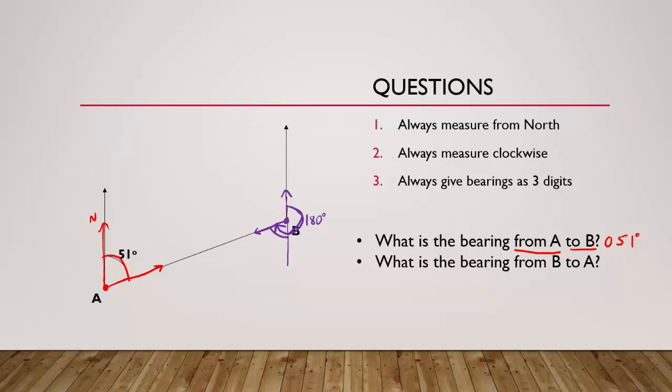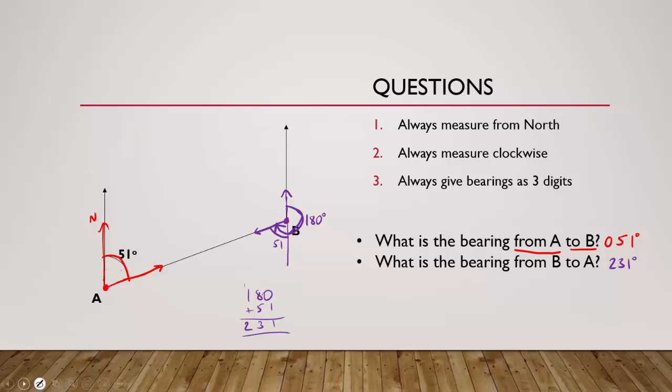And then this angle here and this angle here are alternate angles. So alternate angles are equal. So this is 51 degrees. So to work out the size of this whole angle, we will do 180 add 51. And that will give us 231 degrees.